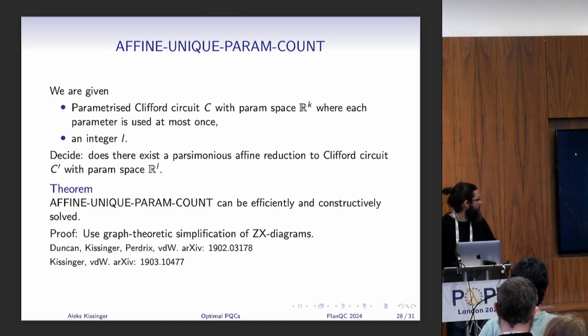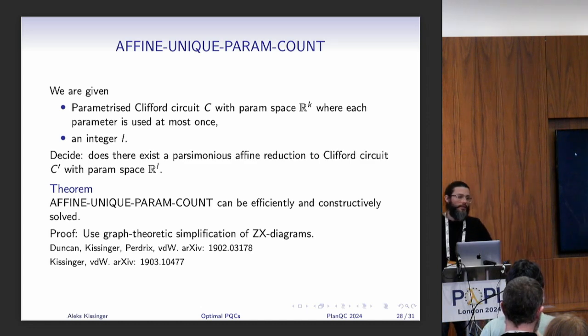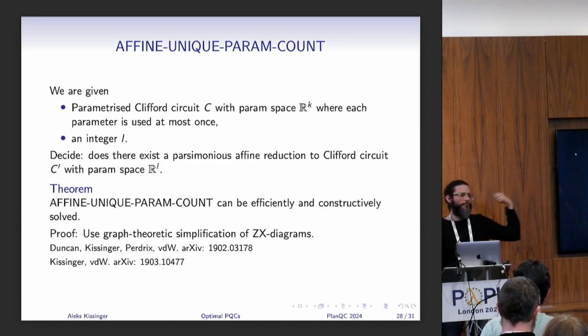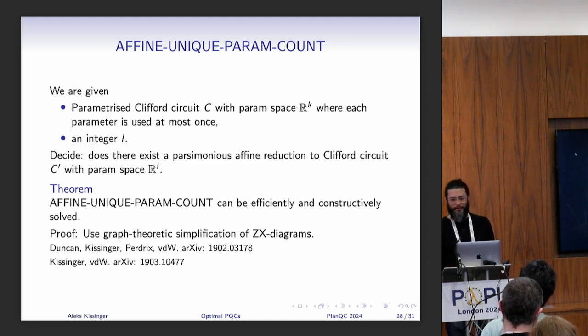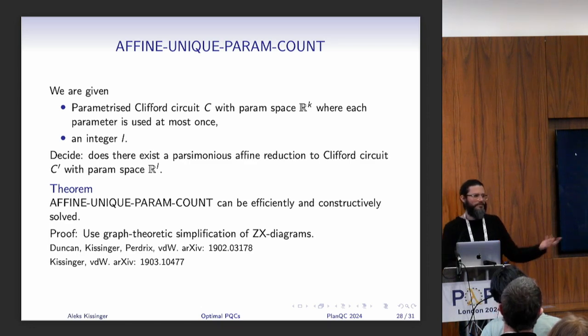And the theorem is, this can be efficiently and constructively solved. This can be decided. And the way you decide this is you actually just run PyZX, and it will tell you the minimum parameter count. So if I put Cliffords in, and then everywhere I have something non-Clifford, I just put a free parameter, and I run exactly the algorithm from the 2019 paper, it does get the optimal parameter count. It's quite surprising. It's almost telling you that actually there is nothing better that we can do than just the super naive thing.